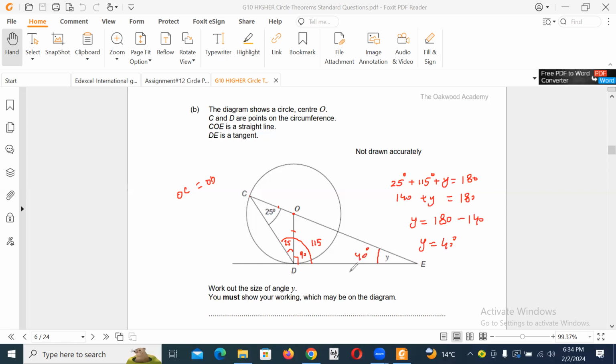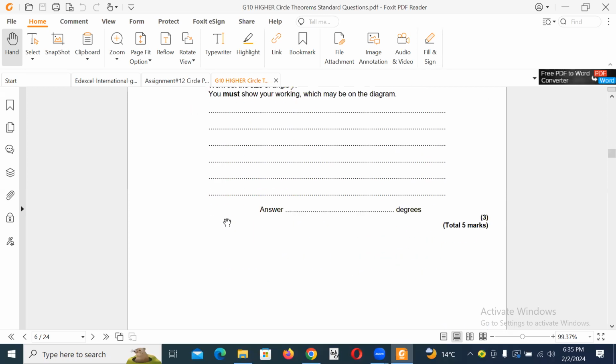So here we found the angle, 40 degrees. I applied the two reasons which I mentioned earlier. One reason is the angle between a tangent line and a radius is 90 degrees. The second reason, the base angles of an isosceles triangle are equal, and then you apply that the sum of interior angles of a triangle adds up to 180. Hope it is clear. We move on next.